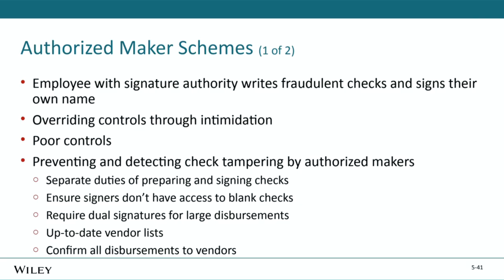Have an up-to-date vendor list, confirm all disbursements to vendors, but the big one is have separation of duties and enforcement. And one of the first things, I've had a couple of cases like this, both as an attorney, as a lawyer, as a CPA, as Professor Fraud. First thing you should do if you go and do an audit is find out, does someone have the ability to override the controls because they intimidate? Again, I had a case at a university where that took place. And yeah, it's not good. There's your authorized maker scheme flow chart.